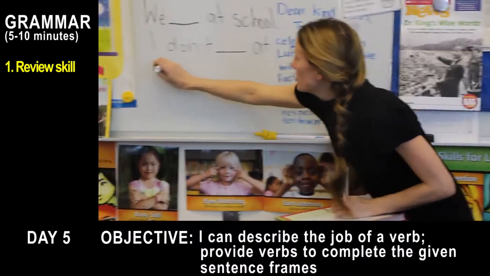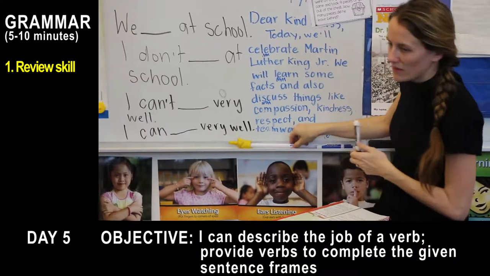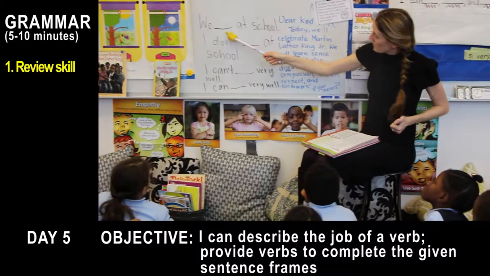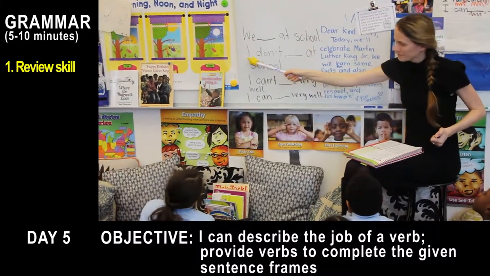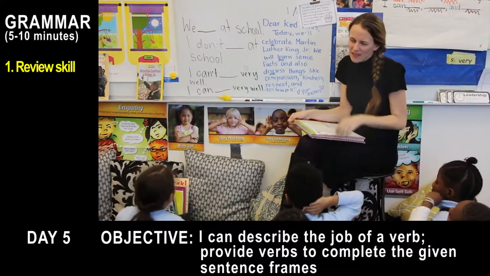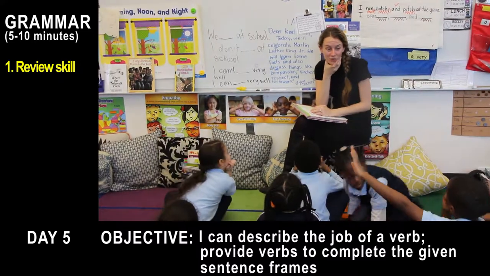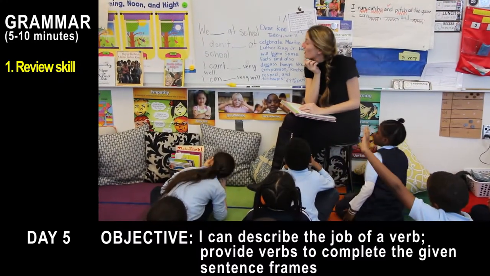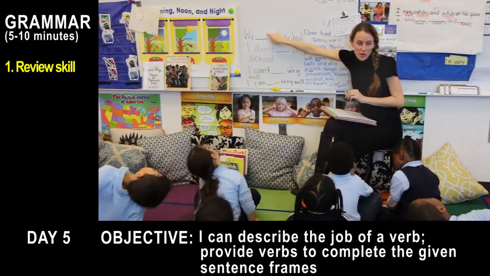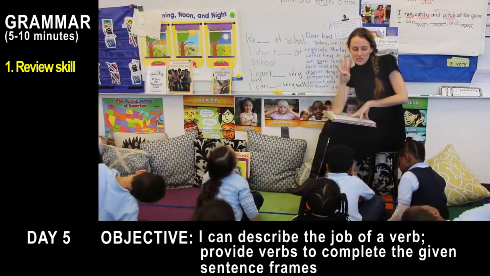So I want you to put your eyes up on my sentences. And let's see if we can read them with beeps for blanks right now. Eyes up. We beep at school. I don't beep at school. We're going to see if we can fill in these sentences with what kinds of words? Action words or verbs. So your hands down right now. We're going to see if we can do that with your partner. So you're going to get a chance to fill in all four of these sentences with your partner.